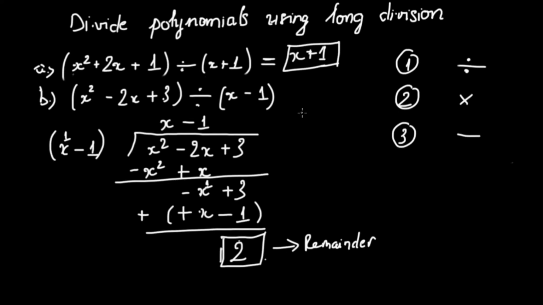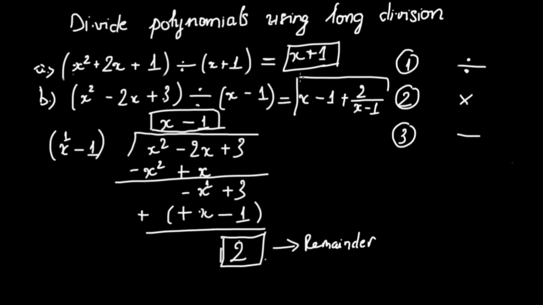And we write down the result for question B. This is the quotient. We put x minus 1. Because in this case the remainder is not 0, you need to write down plus 2 divided by the divisor here, x minus 1. And this is the result for question B.